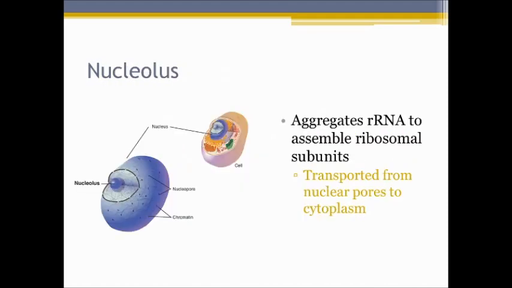So like we said, the nucleolus is within the nucleus. It's going to make rRNA, or ribosomal RNA, and assemble the ribosomal subunits. Those are then transported through the nuclear pores to the cytoplasm, where the ribosomes can assemble and become free-floating or fixed, when they are fixed to the rough endoplasmic reticulum.